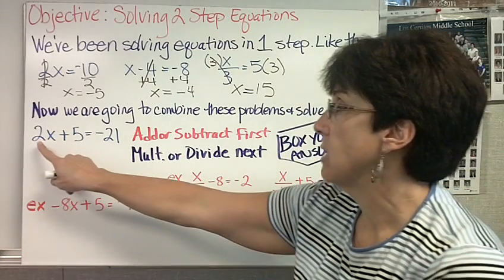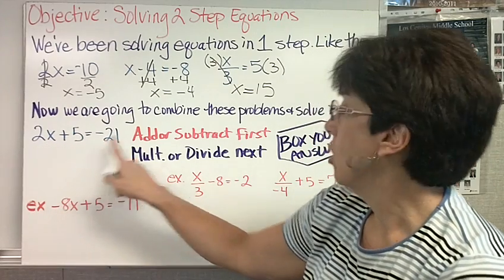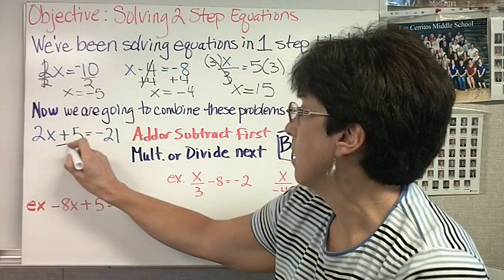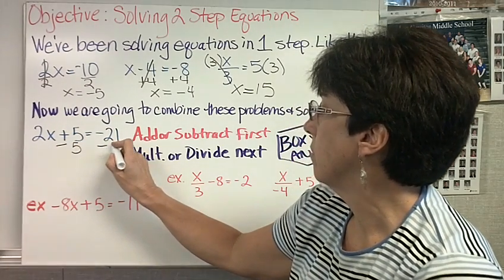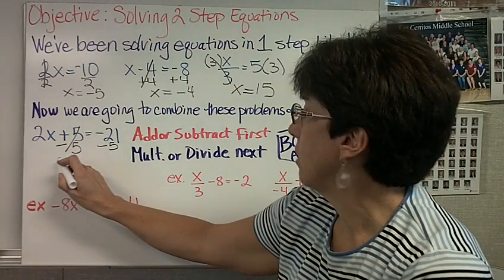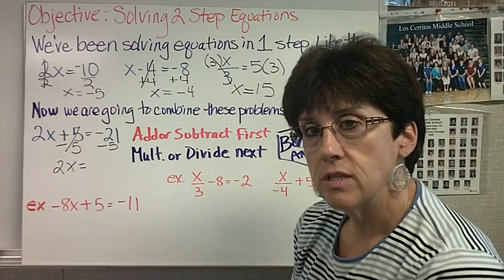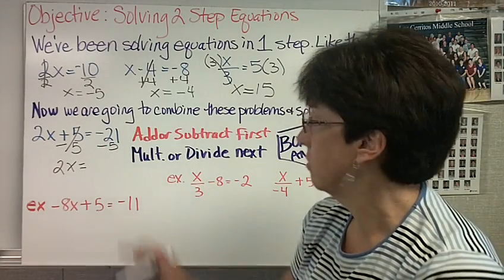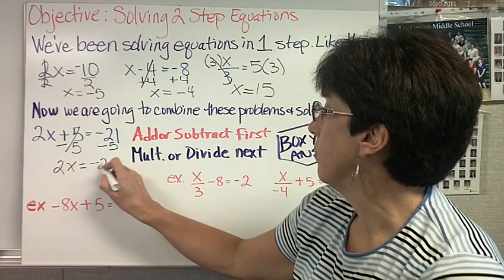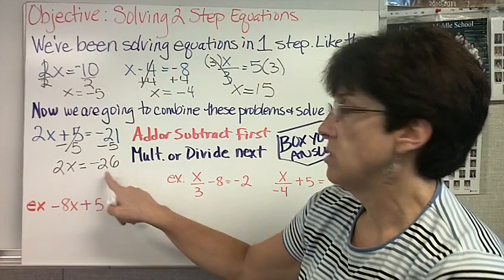So now we have problems like 2x plus 5 equals -21. Add or subtract first. So in this case, we're going to subtract. So +5, -5 cancels out. 2 times x equals, what are we going to do here? Are the signs the same or are the signs different? Hopefully you said the signs are the same, so we're going to sum -26. 2 times x equals -26.